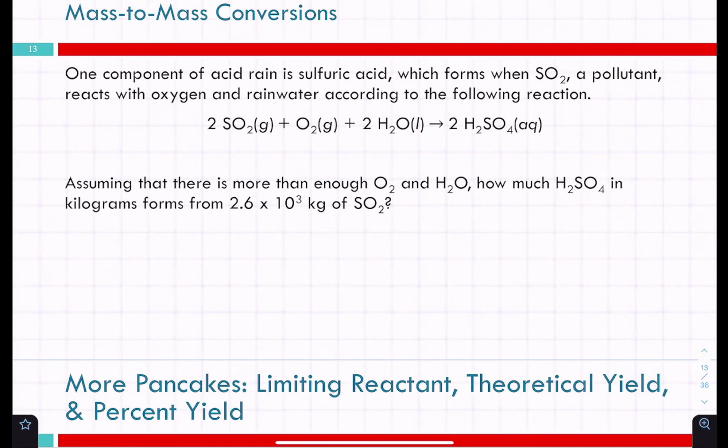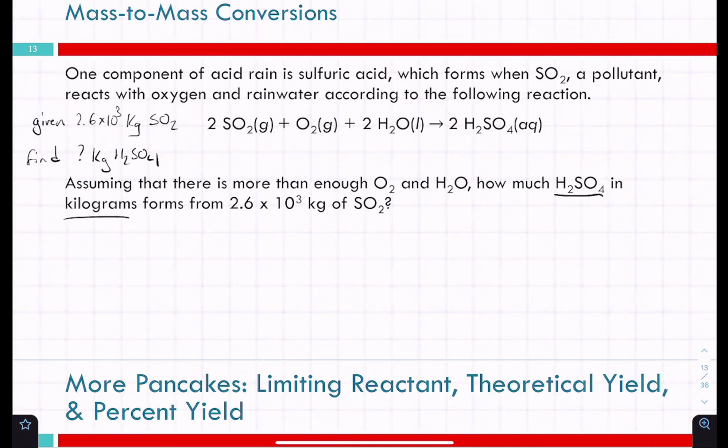So now we've added another step to our overall solution diagram. Because we've been given, well, what have we been given? We've been given 2.6 times 10 to the 3 kilograms of sulfur dioxide, and we want to find kilograms of H2SO4.